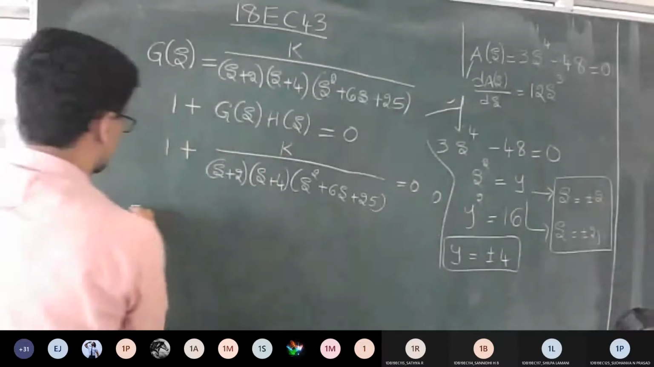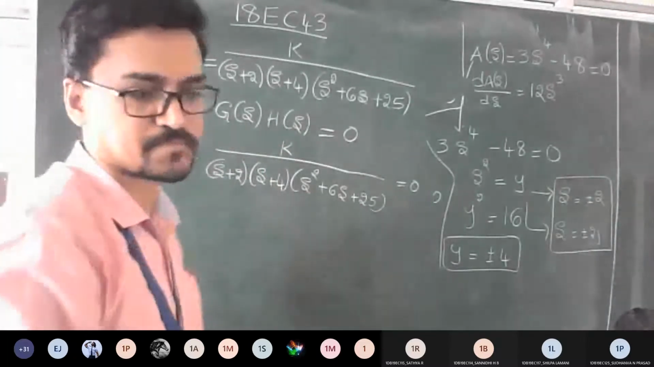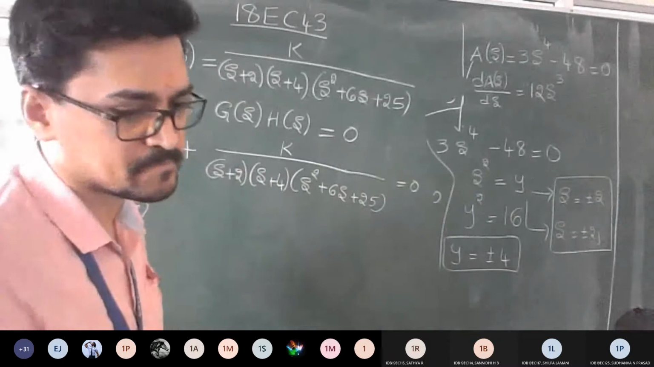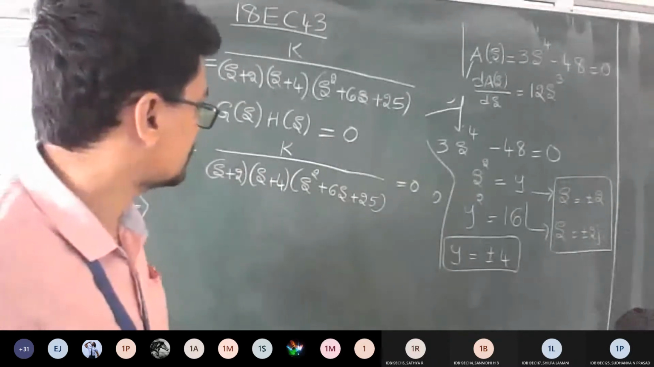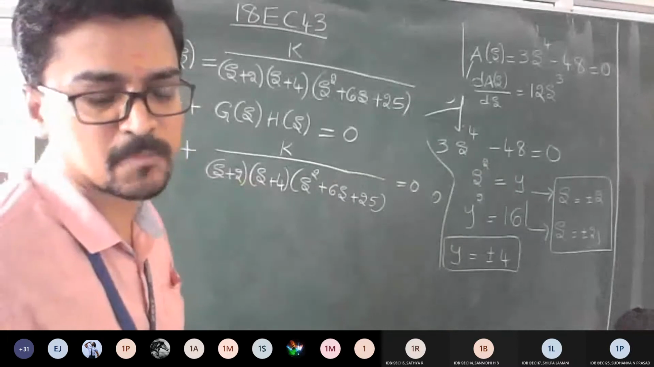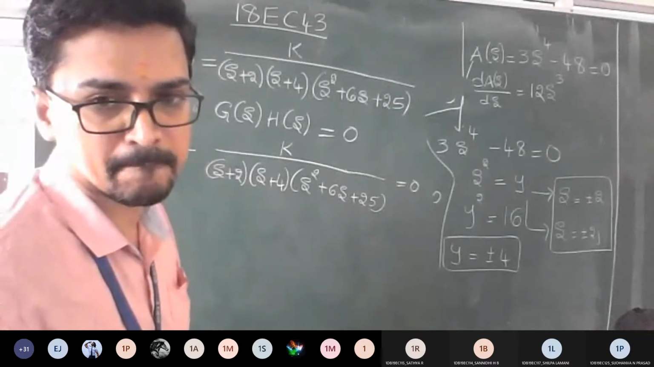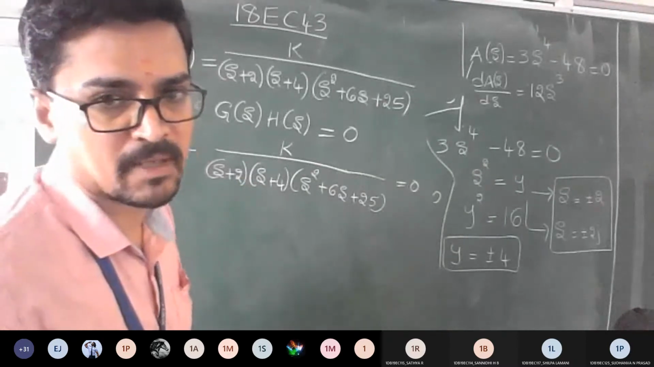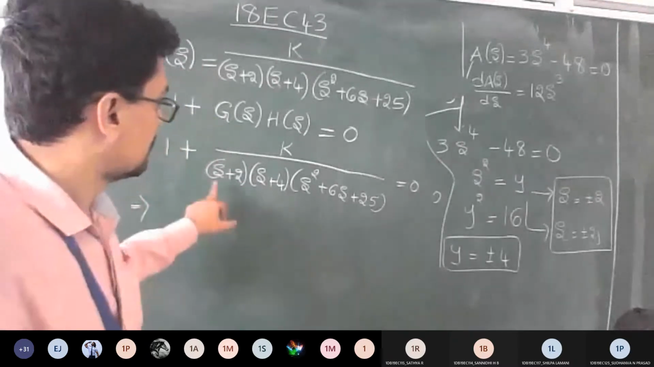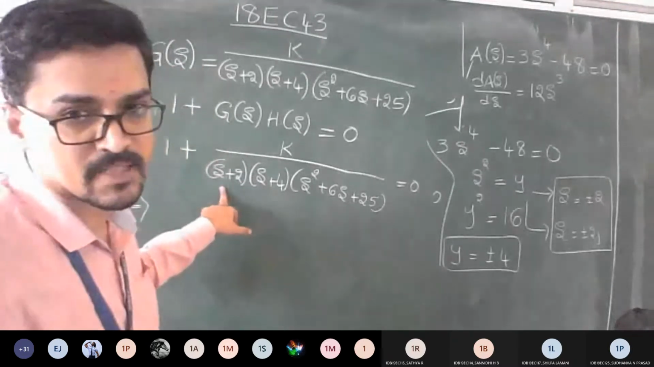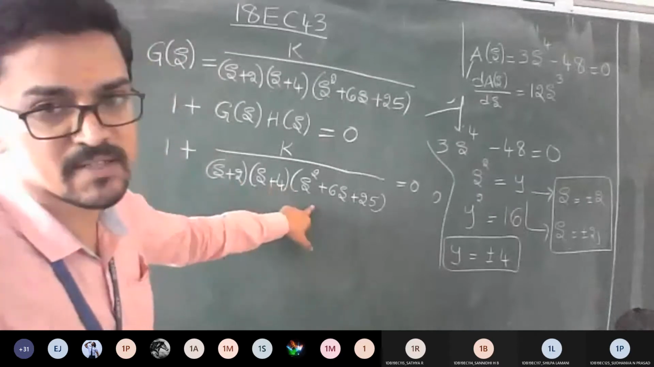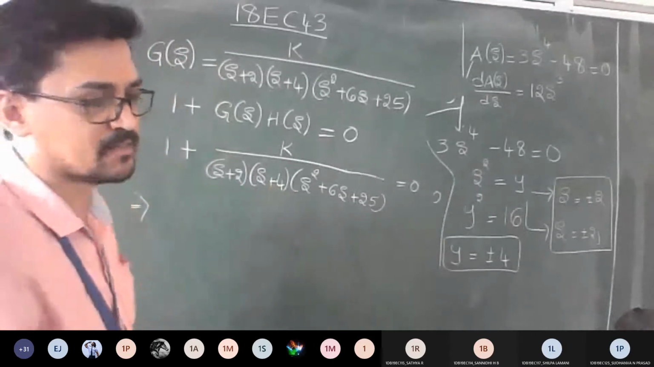Equate this and tell me what is the characteristic equation. Check out the LCM and tell me what it is. You can look out here, s square s, so I think you'll get s power 4, correct? Multiply this and tell me what is the answer. s square plus 4s plus 2s plus 8. That you should multiply with this and check out what is the answer.